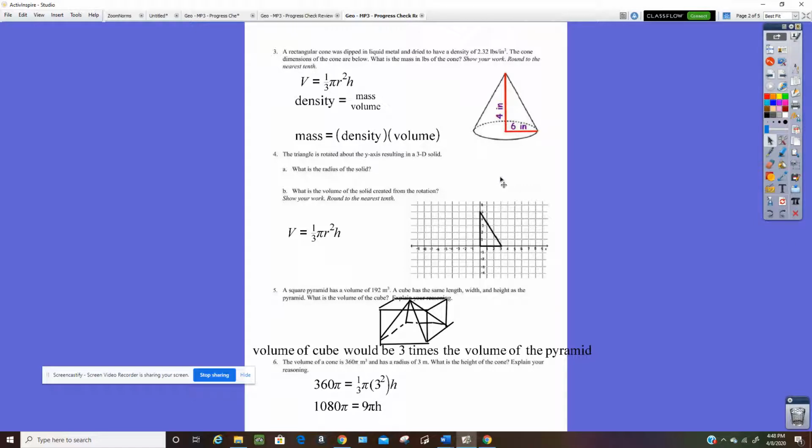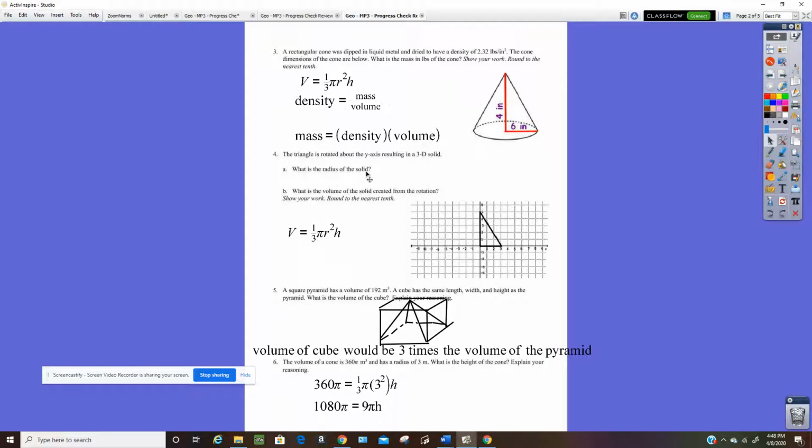So number three, you want to use the volume formula for a cone, 1/3 pi r squared h, and then the density formula, once again, is the mass over the volume. So once you find the volume here by using these dimensions here, you're going to plug that in here and then plug the density in here. So plug this number in here, the density, and then plug whatever you find here into the volume and multiply those two together. And the mass will be in pounds when you're finished.